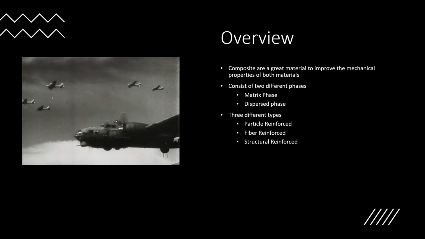inside of a matrix. You also have fiber reinforcement, which contains long strands of fibers that in many ways allow the composite to be light and also be strong as well. And finally, structural reinforcement, which is just a sandwich of many materials allowing the composite to be larger while also allowing it to retain its strength.